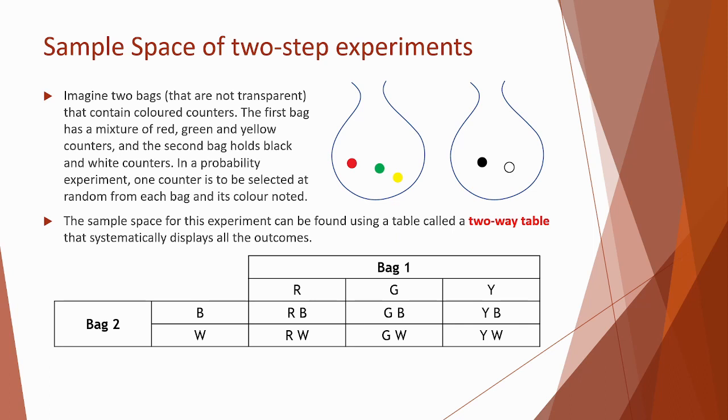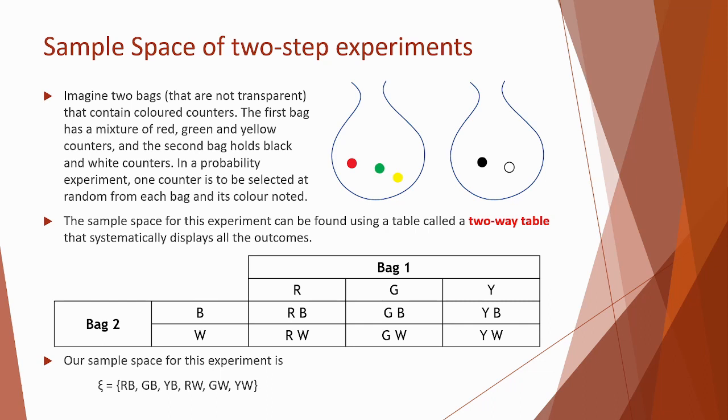I've got red, black as one option. I've got green, black as another option. And I've got yellow, black as the third option. And I could also pick out a red and a white, a green and a white, and a yellow and a white. So I can write out the sample space for this by using the set notation. So I've got my sample space character there equals curly brackets to say this is the set of, and I've got all 6 of those options in my sample space.